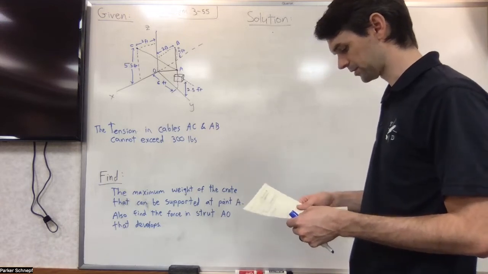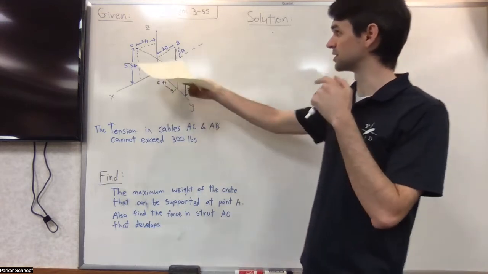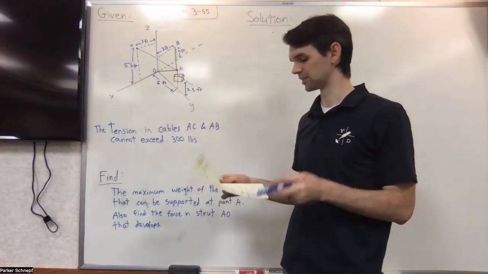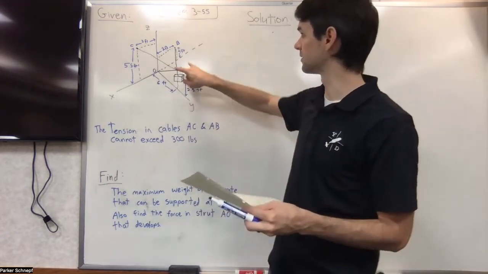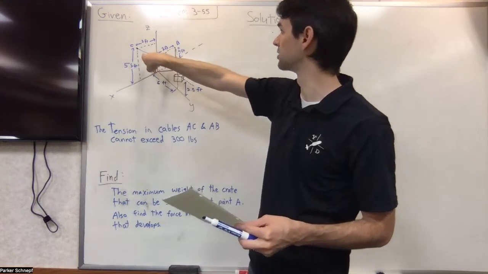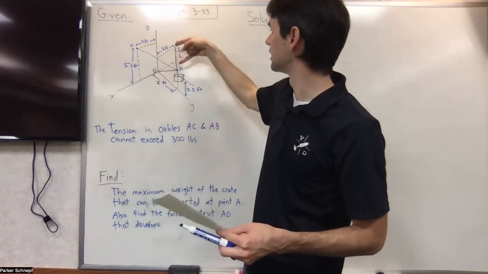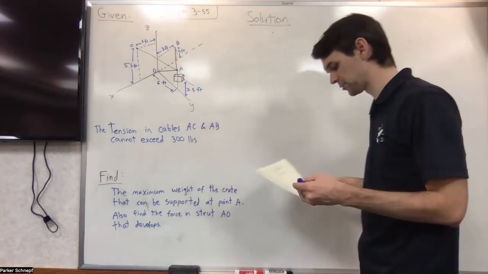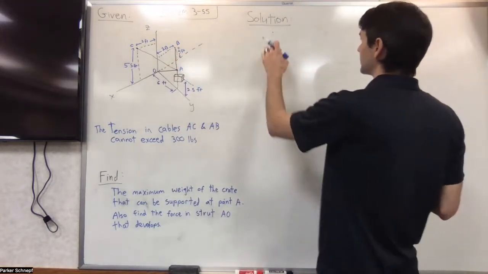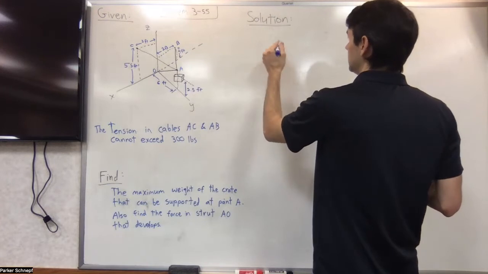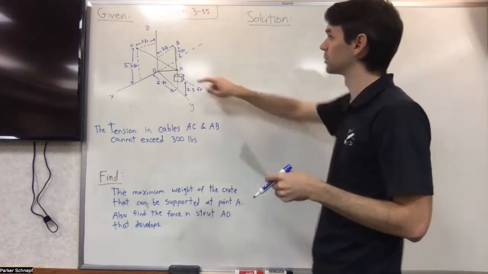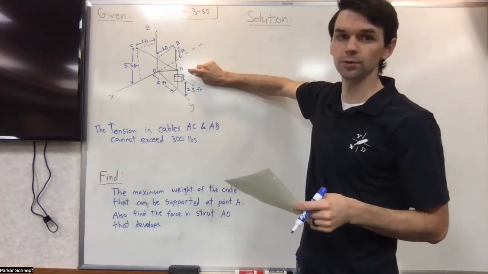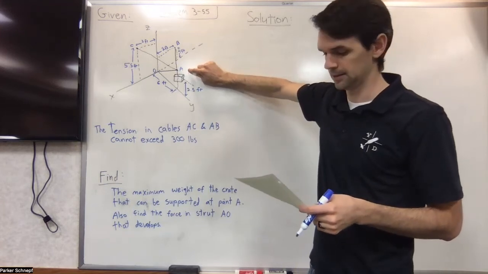So, the solution. First, we have all these positions. I need some position vectors, namely the position vectors that describe the direction of AC, AB, and AO. I need those three. First, let me take a step back and draw the free body diagram at point A. Point A is where all my forces of interest are acting, so I'm going to start there.